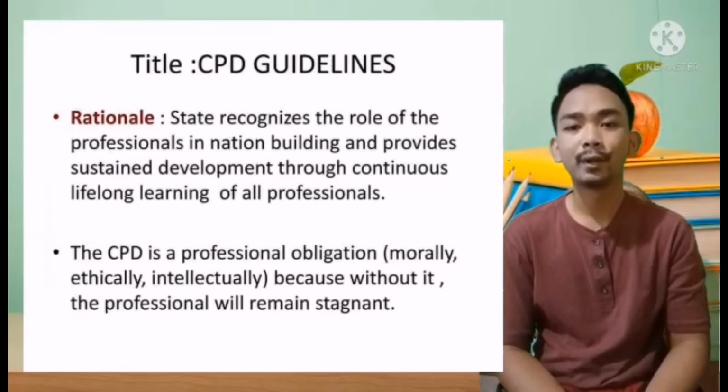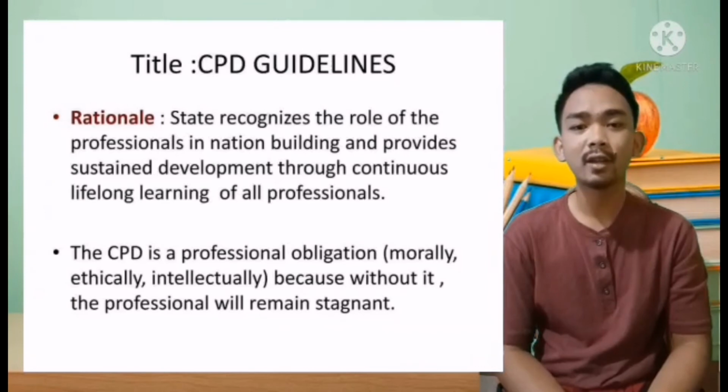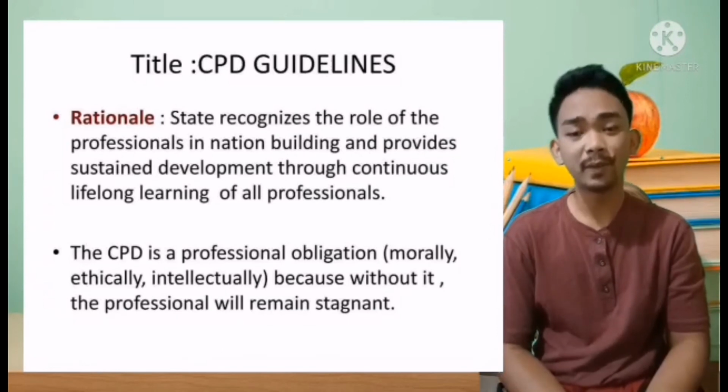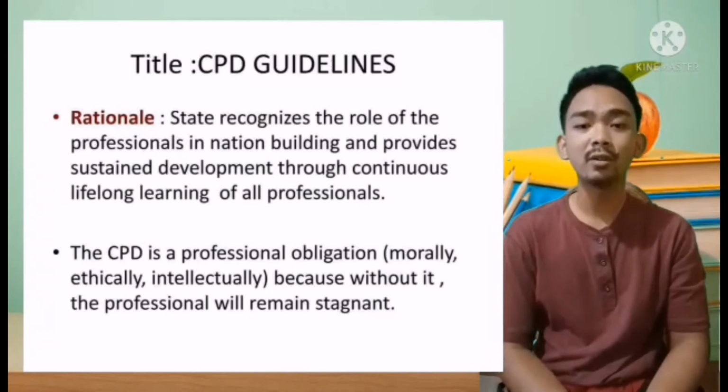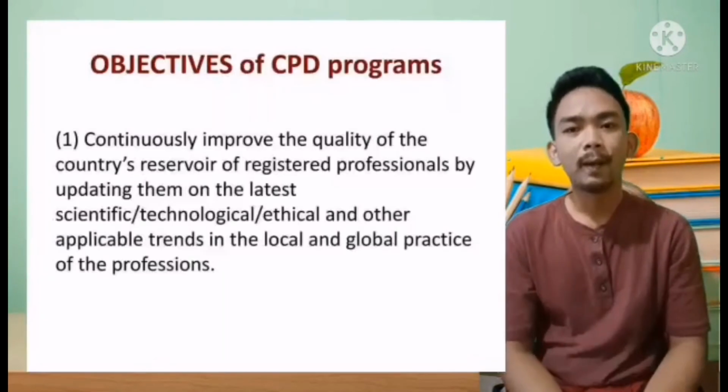CPD Guidelines. Rationale. The State recognizes the role of professionals in nation building and provides sustained development through continuous lifelong learning for all professionals. CPD is a professional's obligation, morally, ethically, or intellectually, because without it the professional remains stagnant.